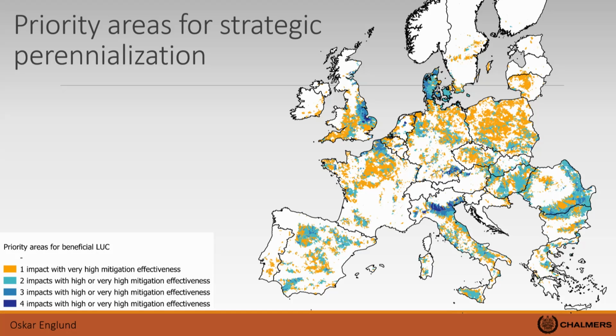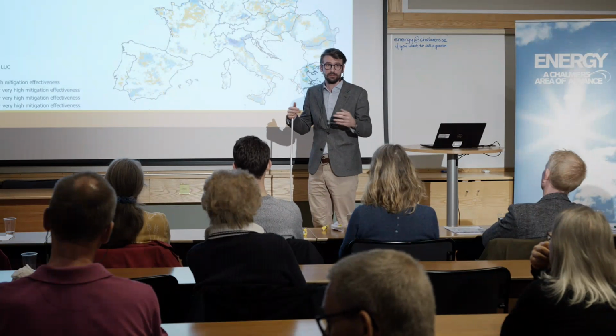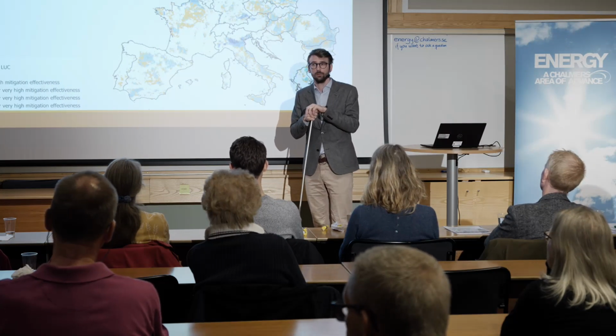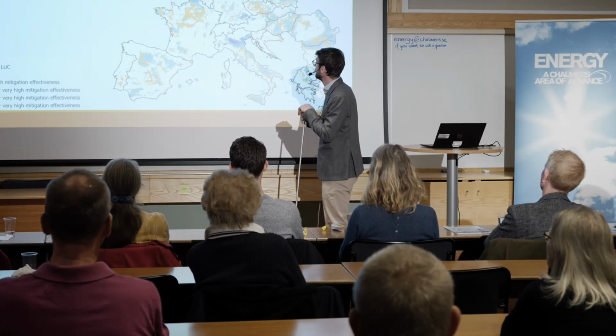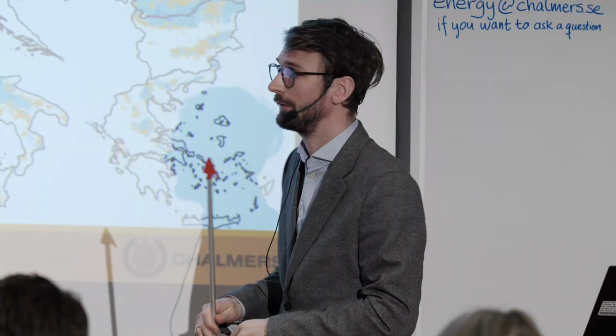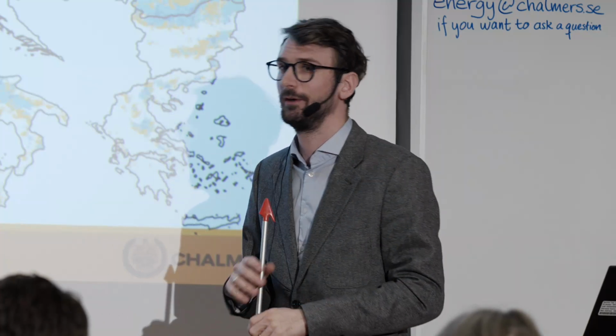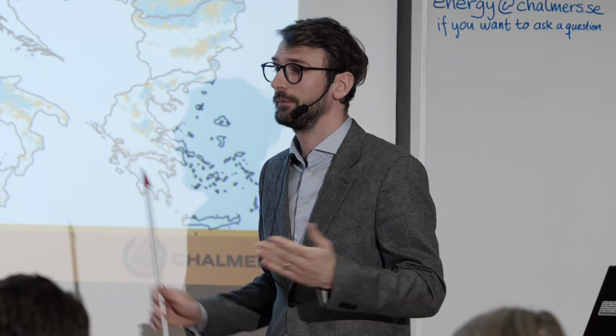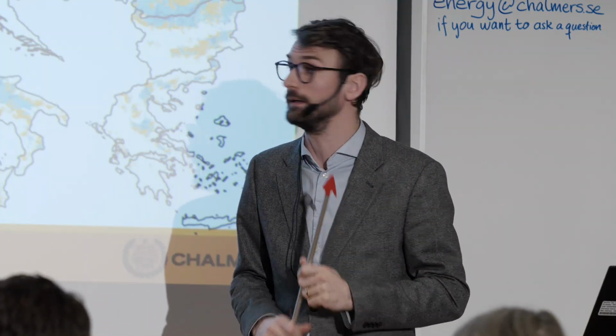So, knowing this, we can think a little bit about, okay, 2/3 of the area under annual crop production can be subject to strategic perennialization for mitigating accumulated soil organic carbon losses. That's a lot. So where should we start? We should start where it will have the highest environmental benefits. And this is what we have tried to map here.